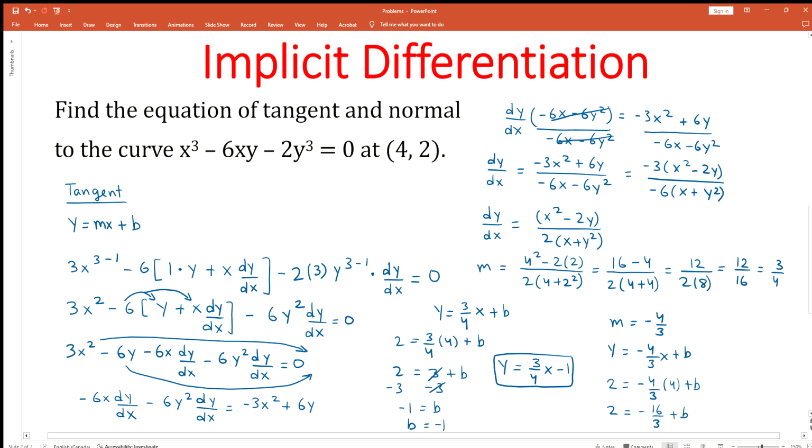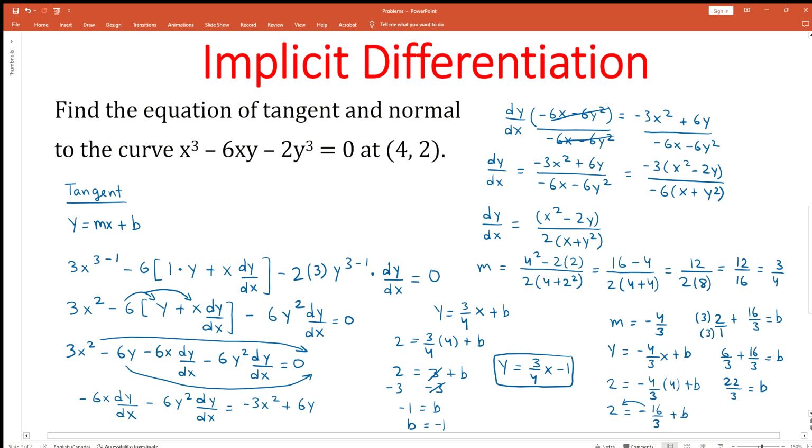We can isolate b in this equation by moving negative 16 over 3 to the left side of the equation. It will become positive 16 over 3. We can combine these terms by finding a common denominator. The denominator of 2 is 1. The common denominator is 3. We should multiply 2 over 1 by 3 in the numerator and denominator. I get b equals 22 over 3. This is the y-intercept for the normal line.